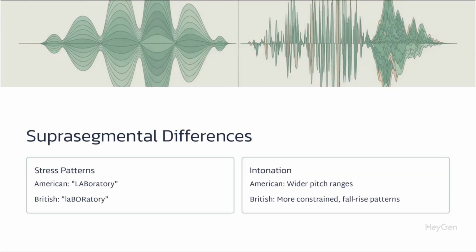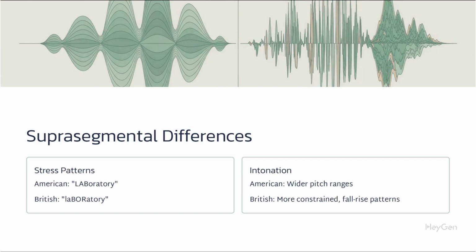Beyond individual sounds, the varieties differ in suprasegmental features. Stress patterns show systematic variations, American laboratory versus British laboratory. These aren't isolated differences, but reflect different morphological processing.